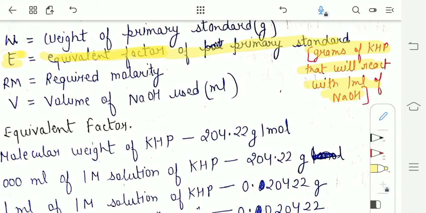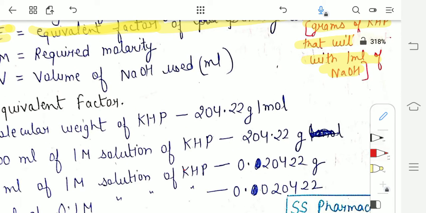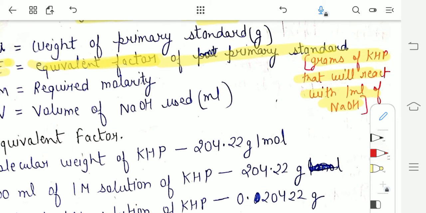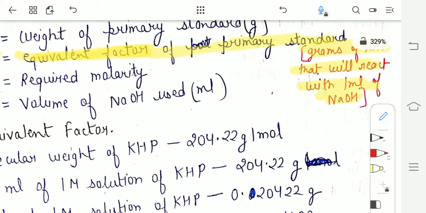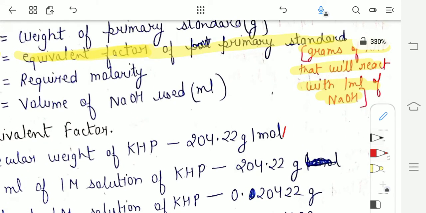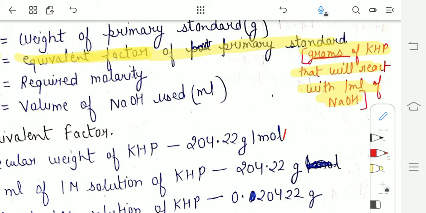It is very simple. The equivalent factor is the grams of, wait, let me just zoom it, the grams of potassium hydrogen phthalate that will react with 1 ml of KOH. This is just the general definition. Now let us calculate the equivalent factor of KHP, and then you will understand how we do it.